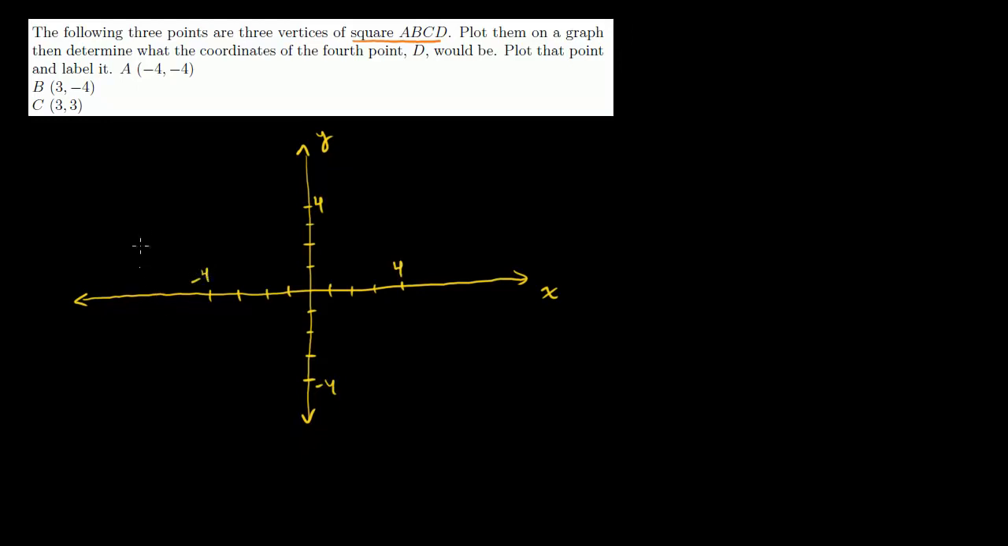And let's see, let's plot these points. So first we have the point A, which is negative 4, negative 4. So we go x is negative 4, and then y is negative 4. So we drop down 4 right there. And that is our point A, negative 4, negative 4.